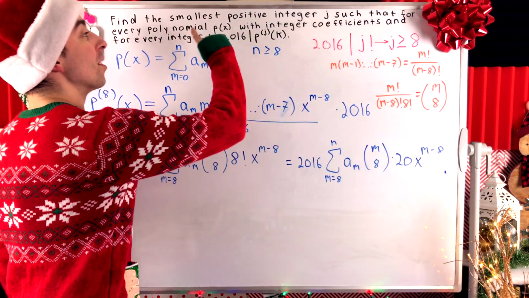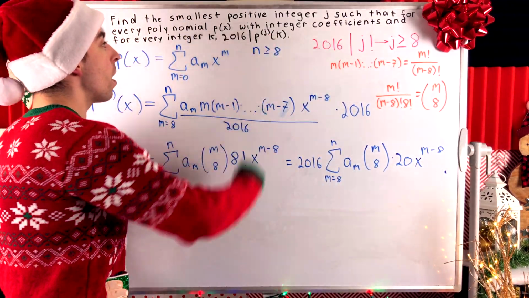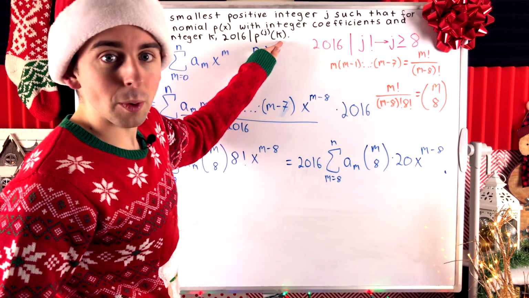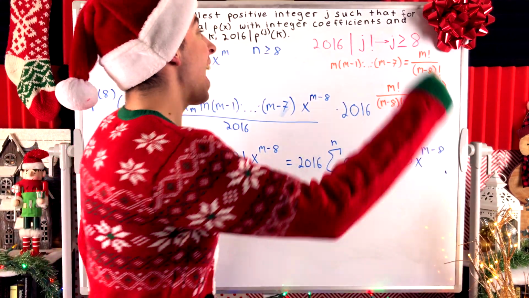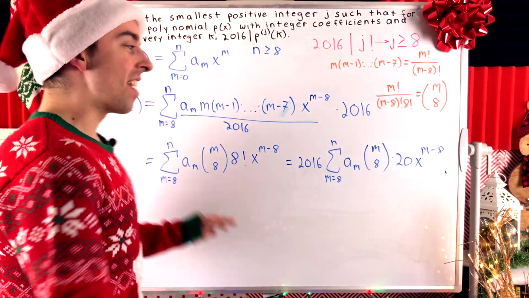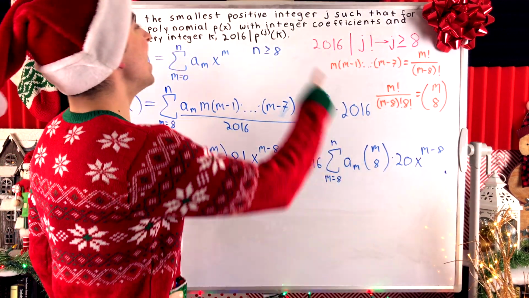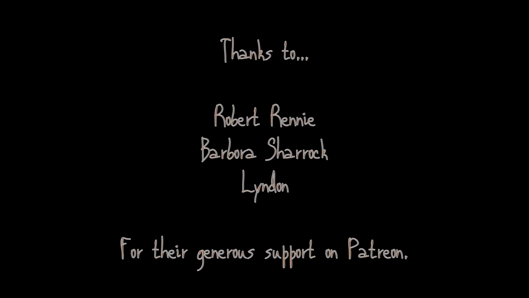So we know that the smallest positive integer j, such that the jth derivative of any polynomial with integer coefficients will be divisible by 2016 when evaluated at any integer k, has to be at least 8. And then we just showed that 8 in fact works. And so 8 is the smallest positive integer that fits this condition. And that's it.